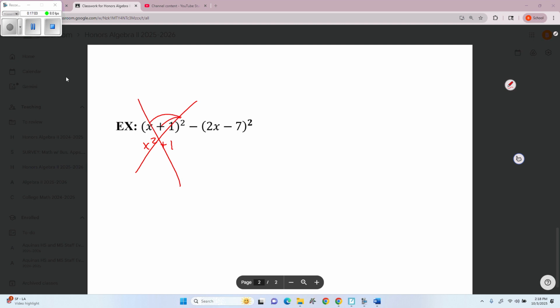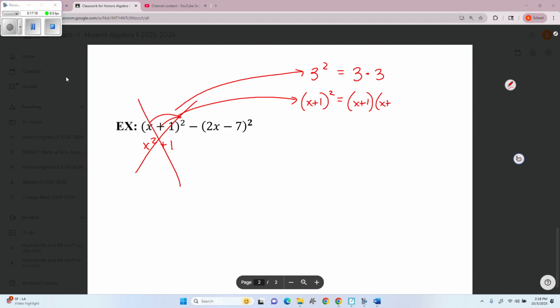When you are squaring something, so let's just come up here. When I say 3 squared, I'm really saying take 3 and multiply it by itself 2 times. So by this notion, by x plus 1 squared, I'm really saying take x plus 1 and multiply it by x plus 1. This is a FOIL situation. We cannot distribute an exponent across addition and subtraction. So let's go ahead and set this up accordingly. This is x plus 1 times x plus 1.